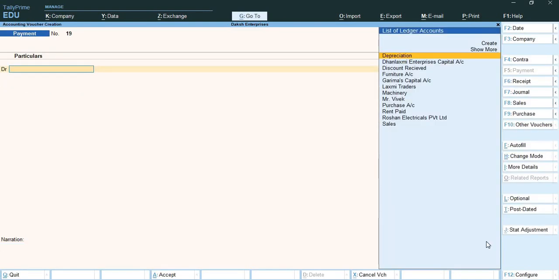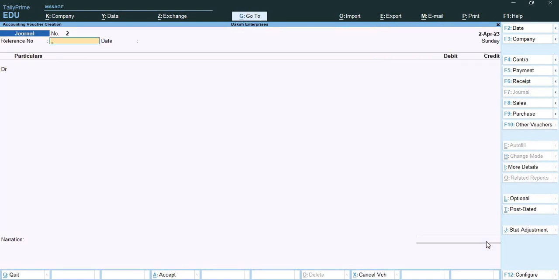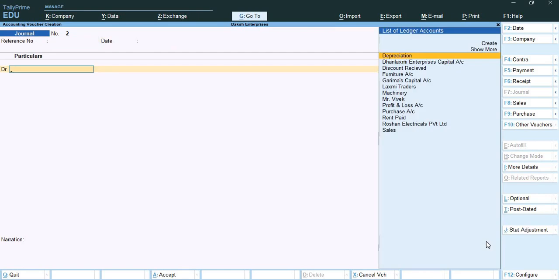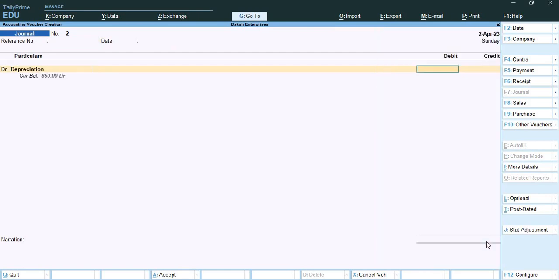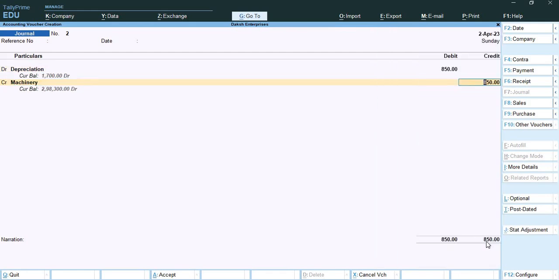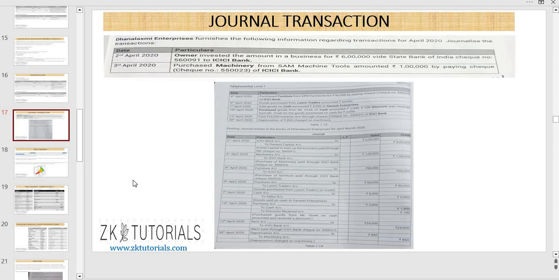Alright. So next is depreciation of rupees 850 charged on machinery. For this I will open my journal voucher. Here I will create a depreciation ledger with 850 rupees and will credit my machinery with 850 rupees. So this way the entry is done. So I hope you understood the practical aspects of all the journal transactions via Tally Prime. Now we will proceed further.